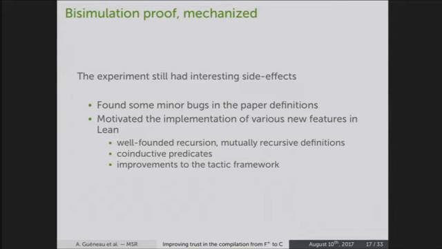So yeah, this experiment still had interesting side effects, apart from averaging the amount of work that is needed to do. I found some minor bugs in the paper definitions and typos, which were fixed. And then it motivated the implementation of various new features in Lean, such as well-founded recursion, co-inductive predicates, and various improvements to the tactic framework.